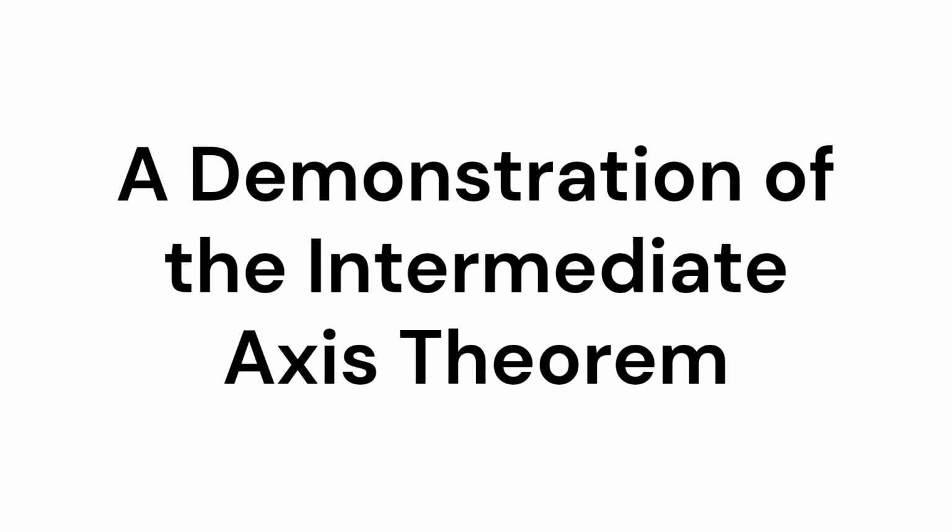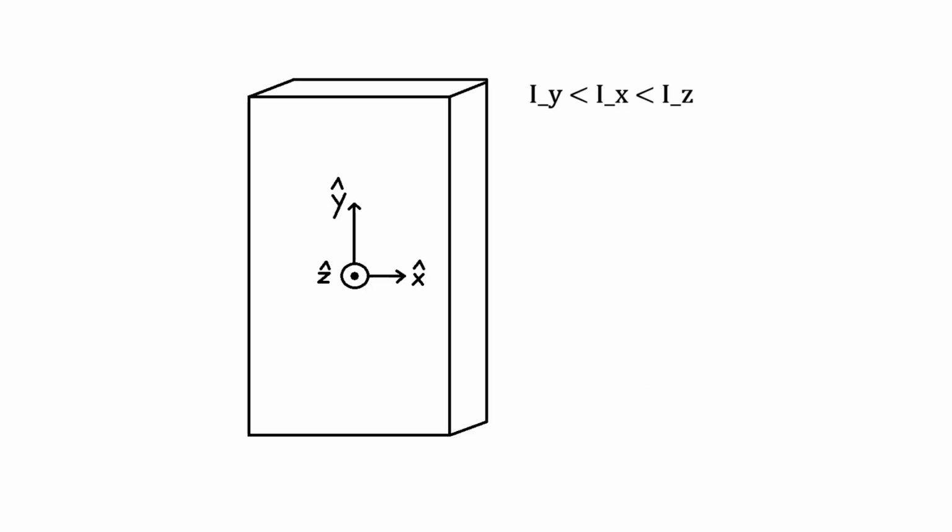Hi, my name's Elijah Hobbs, and today I'll be showing off a demonstration of the intermediate axis theorem. The effects of the intermediate axis theorem are caused when an object rotates about its intermediate axis. What I mean by that is, for example, take this rectangular prism that I've drawn.